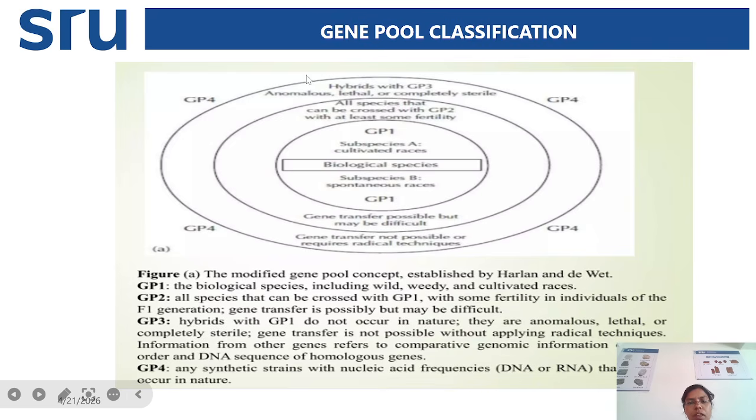In the tertiary gene pool, we can produce completely sterile hybrids, that are nothing but lethal hybrids, when crossing with the primary gene pool. In the case of the tertiary gene pool, the gene transfer is very difficult, but by using some specialized techniques we can transfer the genes. And next is GP4, that is gene pool 4. In gene pool 4, we can use advanced genetic engineering technologies, the ocean gene pool. So this is about the gene pool classification, which was given by Harlan and de Wet in 1971.